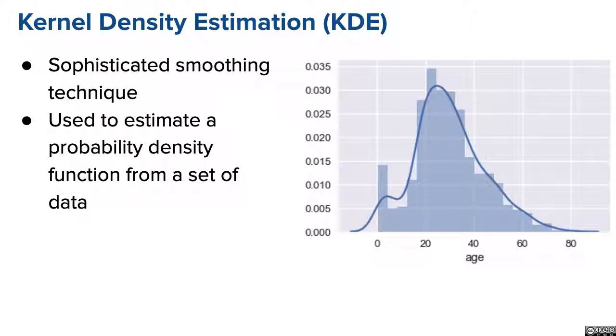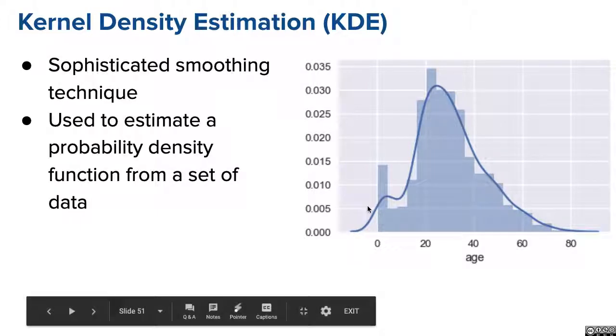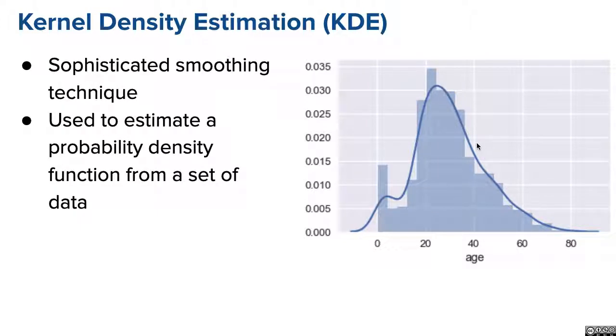Okay, let's talk now about a more sophisticated smoothing technique called kernel density estimation. You saw this yesterday when I used distplot in Seaborn. When you plot a histogram, Seaborn will often plot a kernel density estimator on top of it, which you can consider to be a smoothed out version of a histogram.